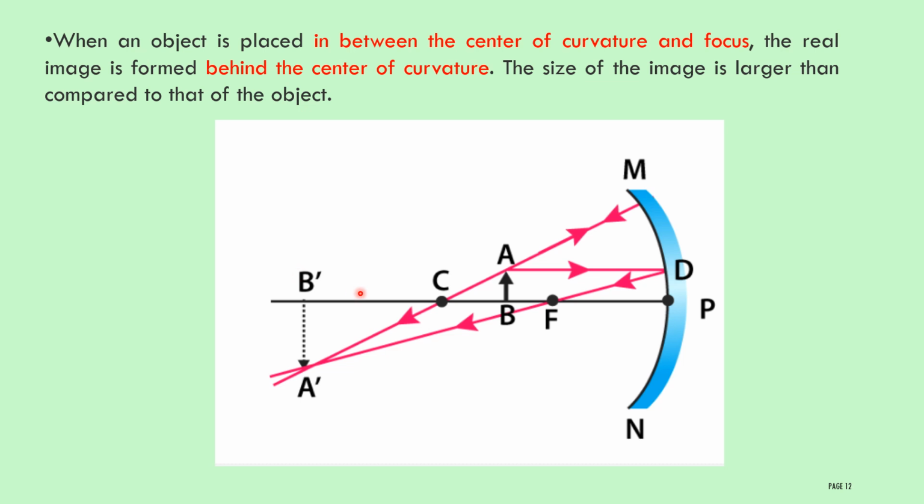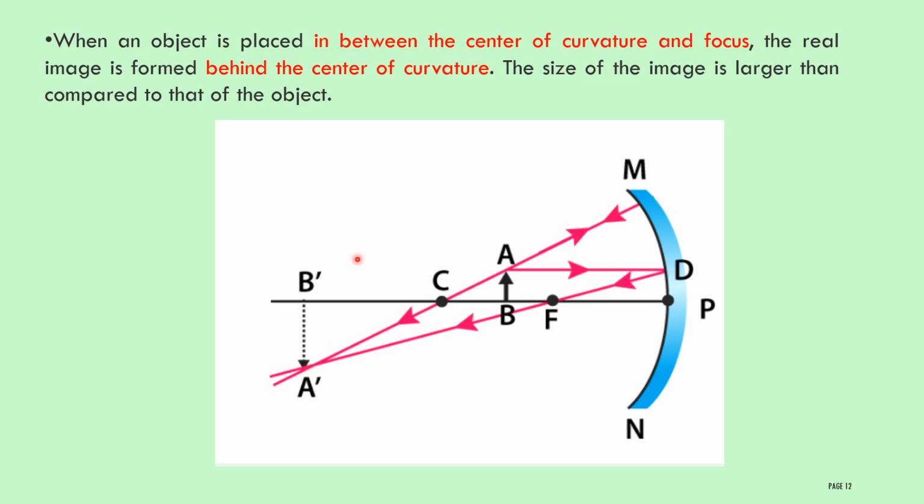Here also we will consider two rays. Listen here. This is AD. This ray is parallel to the principal axis, then it will pass through the principal focus and reach the point A dash. Another ray passes through the center of curvature; after hitting the reflecting surface, it will reflect back along the same path and reach the point A dash. Both the rays will meet at the point A dash, therefore the image will form in this direction.